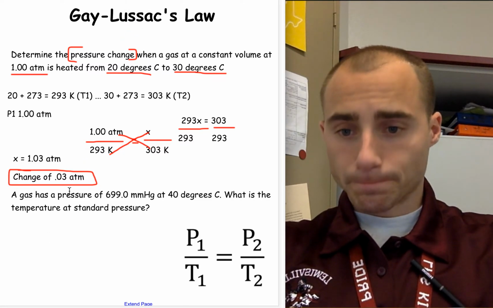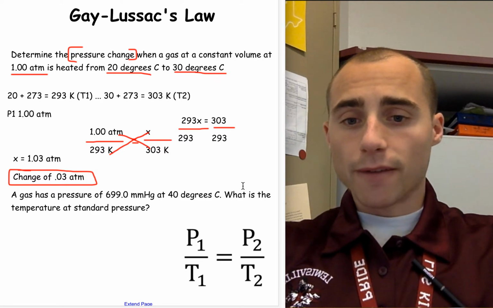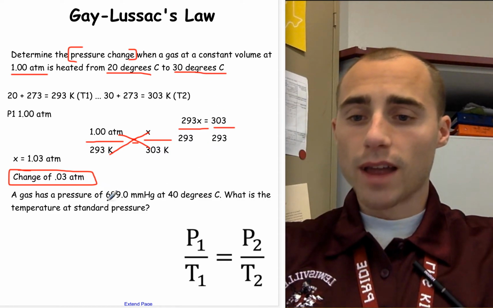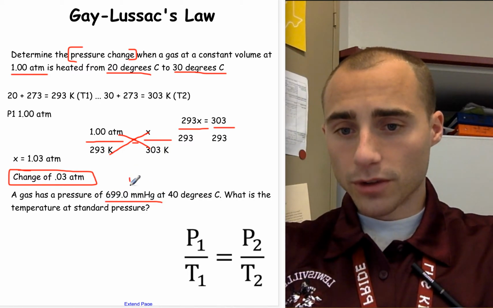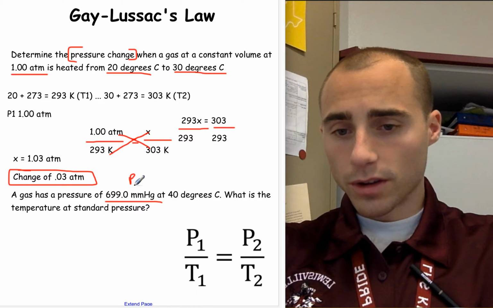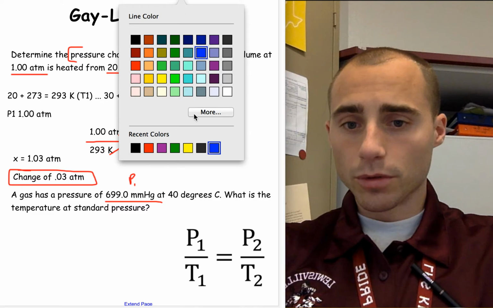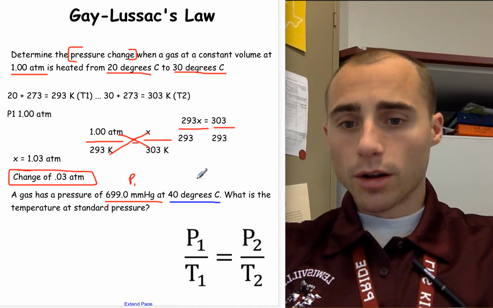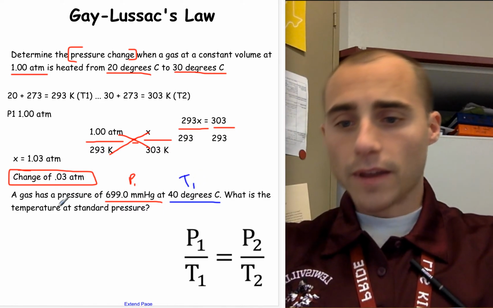We have a gas that has a pressure of 699 millimeters of mercury at 40 degrees Celsius. What is the temperature at standard pressure? So let's identify quick. That right there is the first pressure we see, so that's going to be our P1. We do need to convert it to atm, so that's important to note. Our first temperature is 40 degrees Celsius right there. And then it's asking what is the temperature at standard pressure.